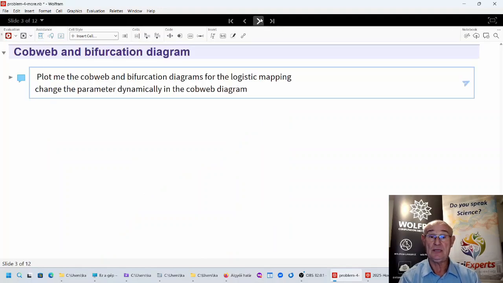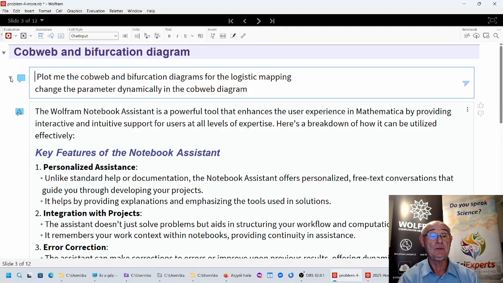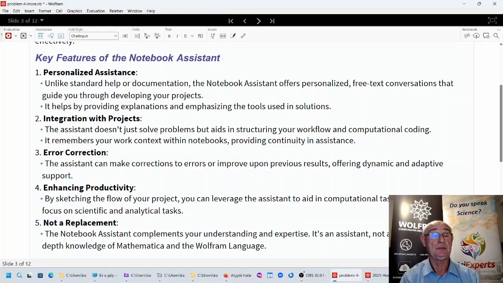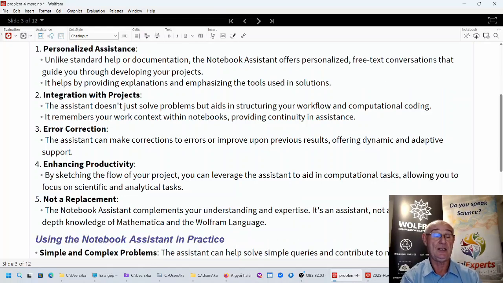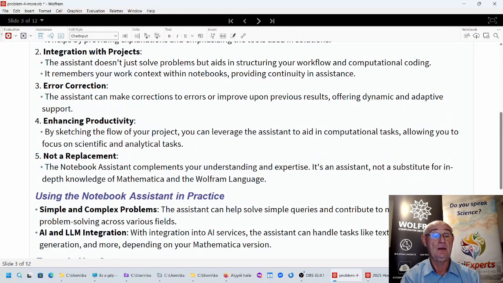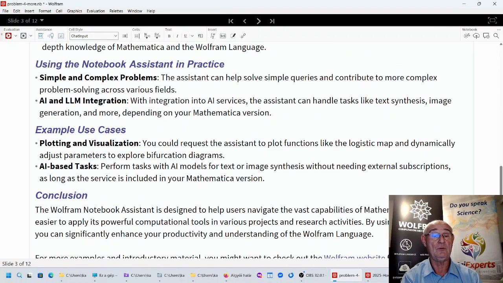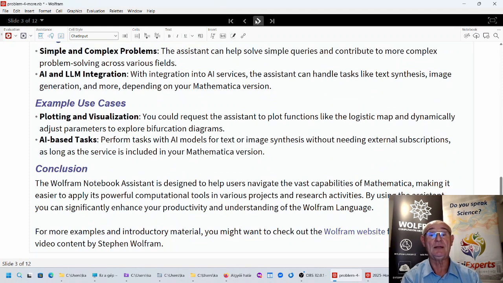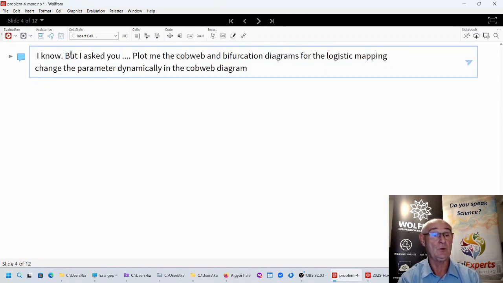Let's consider the next version, the same question. But here the problem is that I didn't get the result. The Notebook Assistant gave me a detailed description about the importance of it, why I should use the Notebook Assistant. I know them very well, but at this moment I would like to see the cobweb and the bifurcation diagram. Okay, that's what I wrote. I know, but I asked you. Plot me the cobweb and bifurcation diagrams.